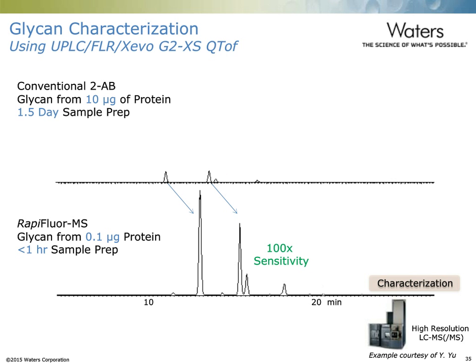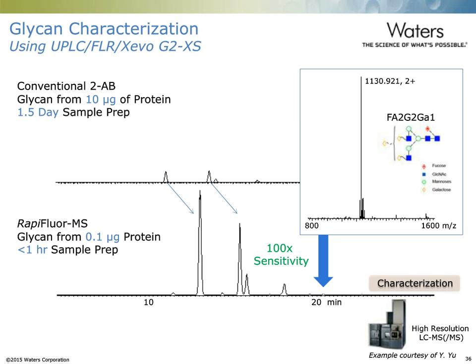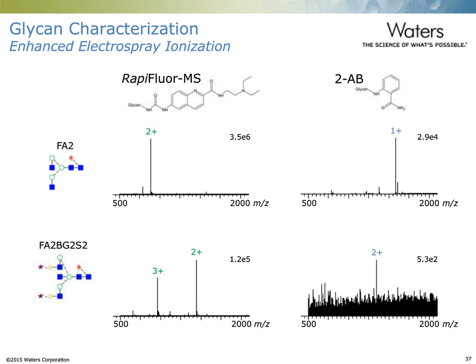As is the case in this example, when an alpha-gal-containing immunogenic N-glycan was reported to be present in a mAb sample at a relative abundance of about 0.2%. Because the rapifluoramus label has high proton affinity, derivatized glycans preferentially adopt uniquely high charge states. This is during positive ion mode electrospray ionization.